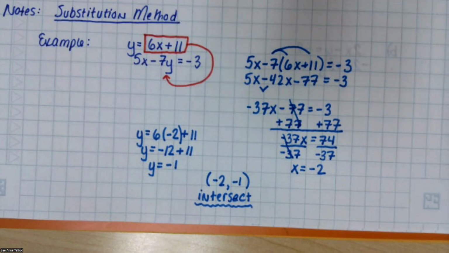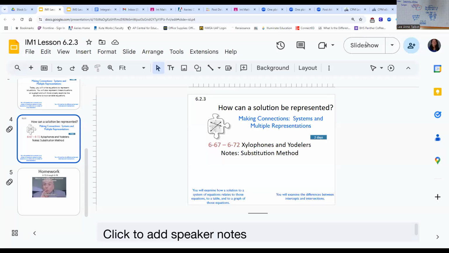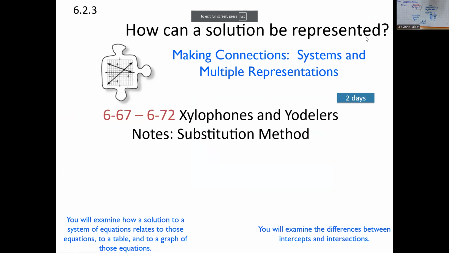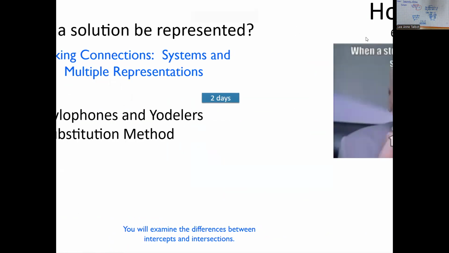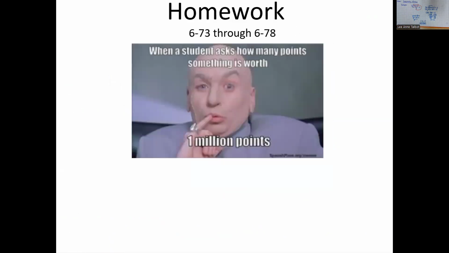Okay. Let me show you what the homework is and what the joke is. So we did xylophones and yodelers and substitution method. Homework is 73 to 78.